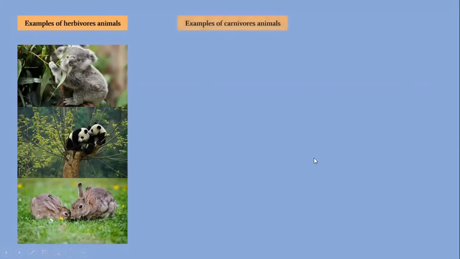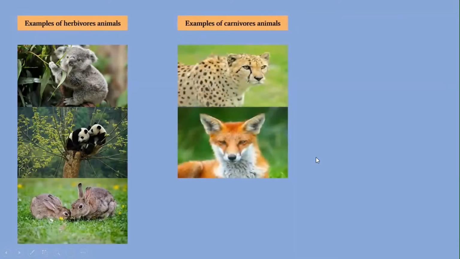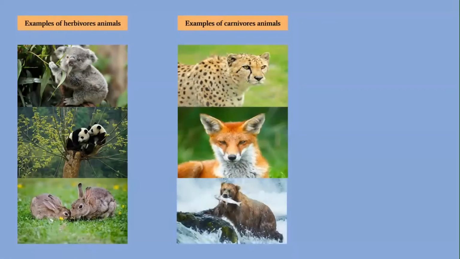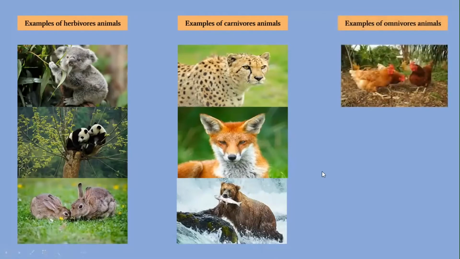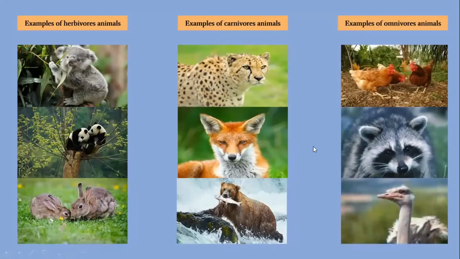The next one is examples of carnivorous animals. We have cheetah, red fox, and bear. These animals eat other animals to survive and gain energy. The third one is examples of omnivorous animals. We have chicken, raccoon, and ostrich. Interesting, right?